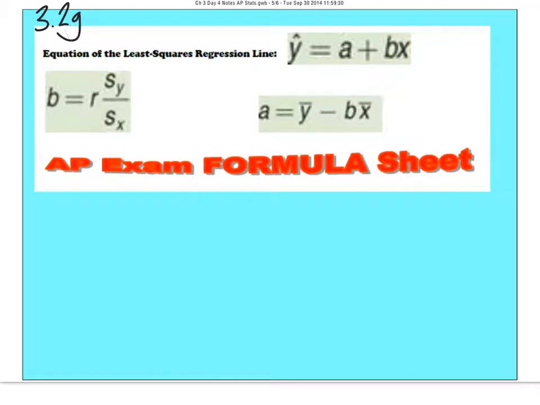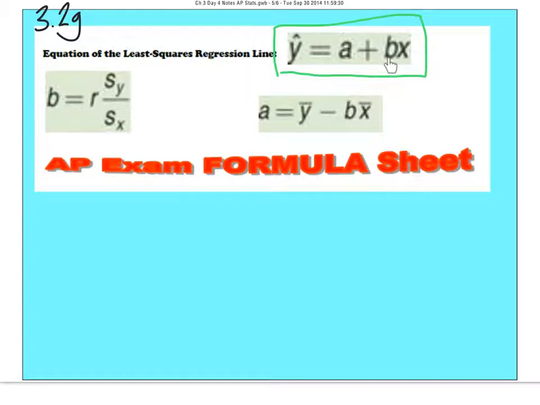In 3.2G, I'm going to show you how to find the slope and y-intercept of the least squares regression line if they give you the mean and standard deviation and correlation of the x and y variables. So the AP formula sheet is always going to have the standard format of the least squares regression line, where y hat is your predicted y of your x, and then you're given the y-intercept of a and slope of b.